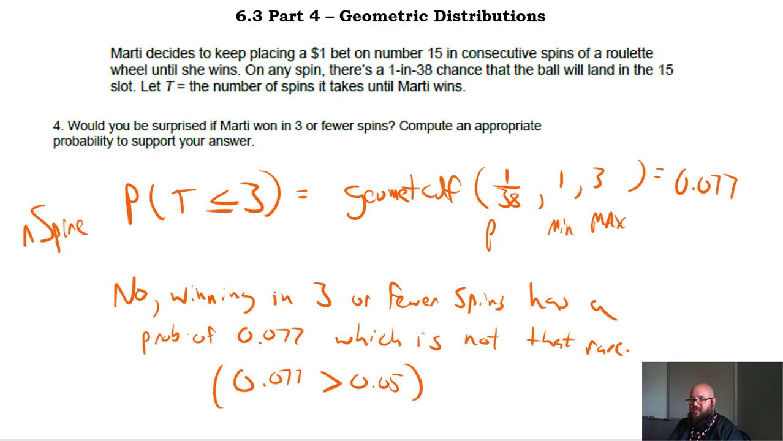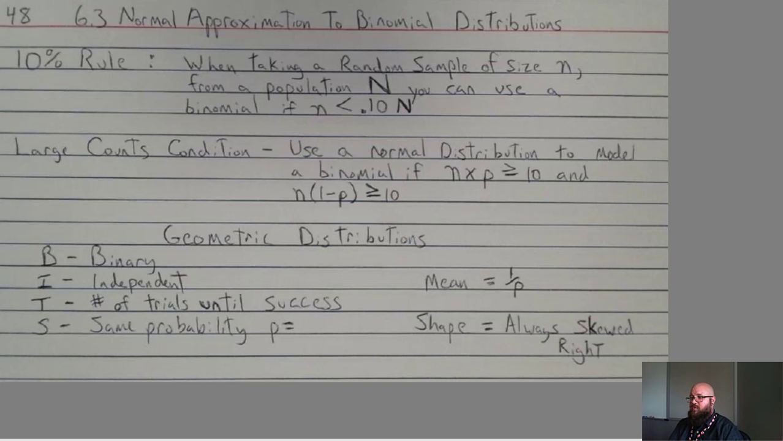All right guys, so that goes into talking about normal distributions, approximately normal distributions for binomials, and geometric distributions as well, and how they're a little bit different. Again, the big thing is understanding your 10% rule and large counts, and for geometric, understanding that the number of trials is what changes from actually having a set number of trials. In this case, for geometric, you're trying to find the number of trials until success.